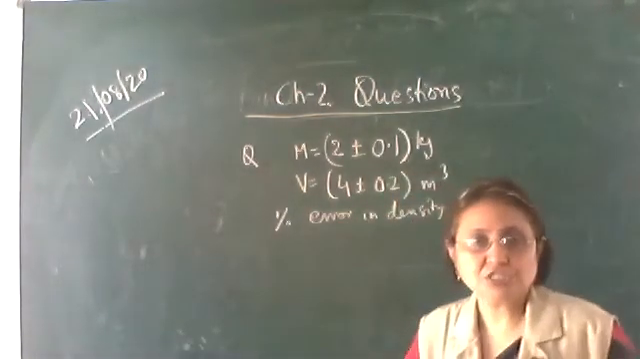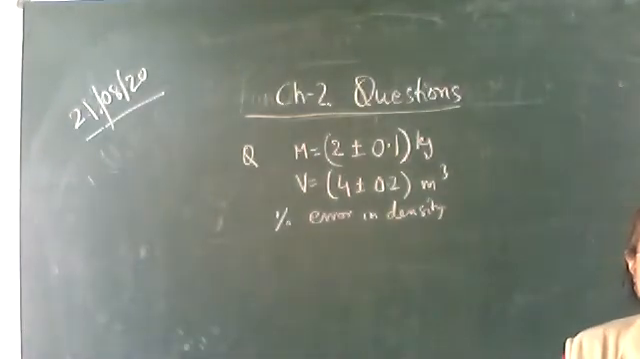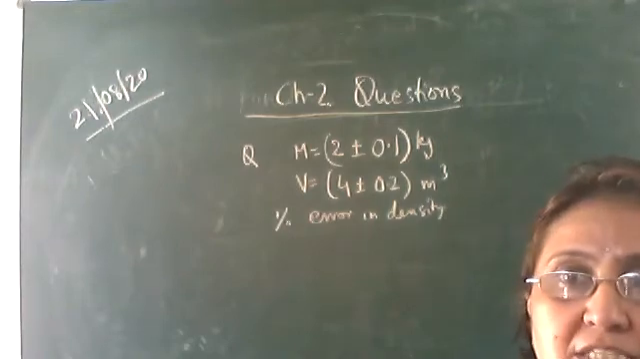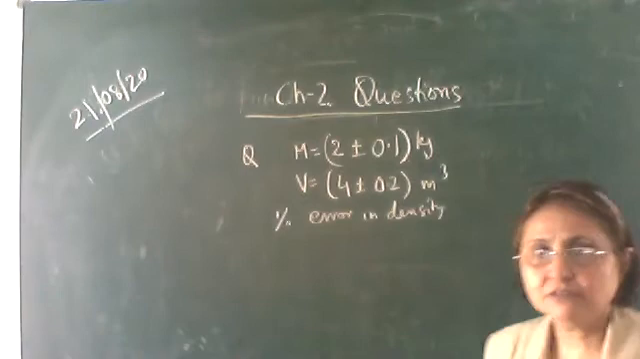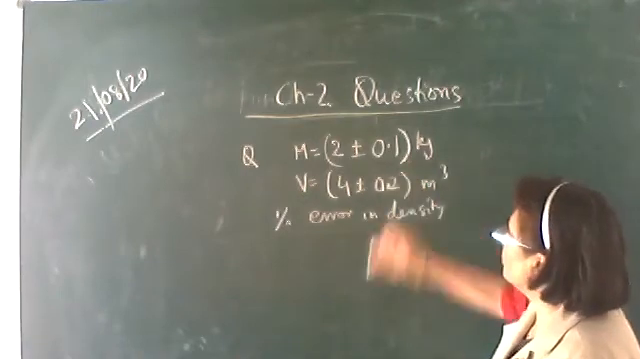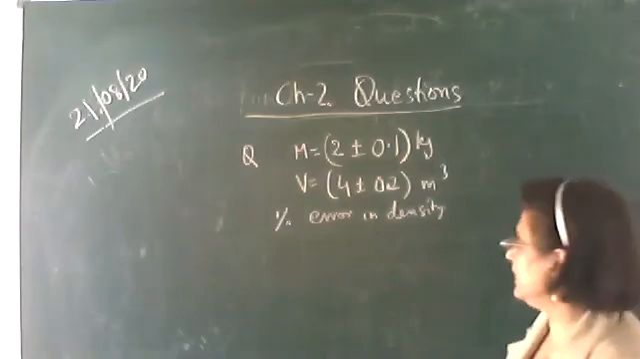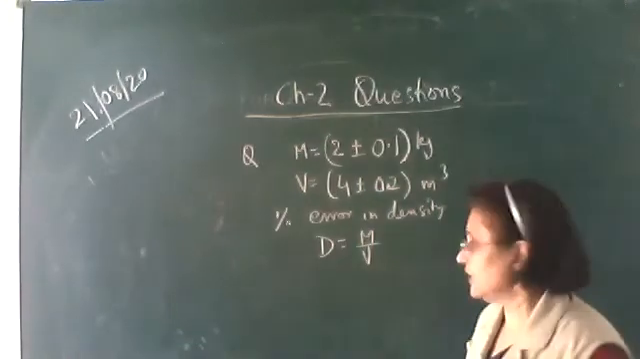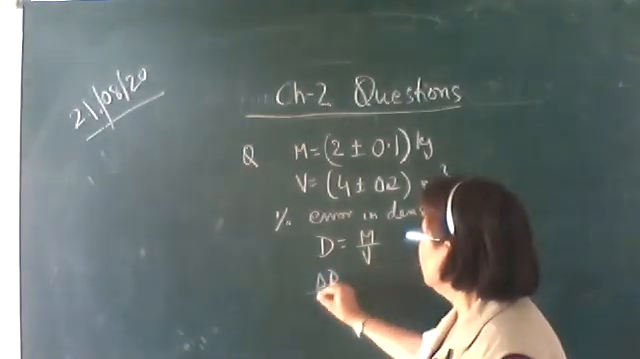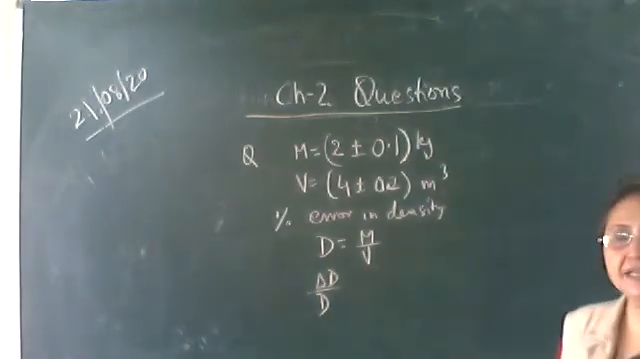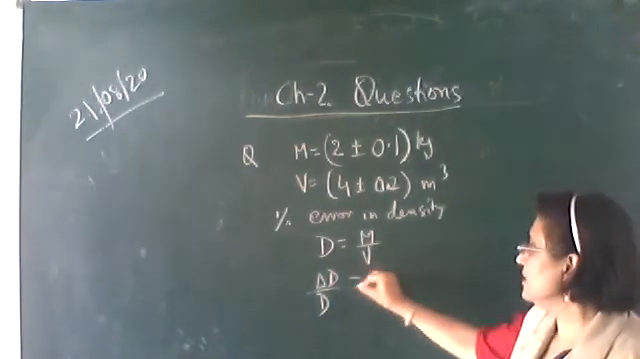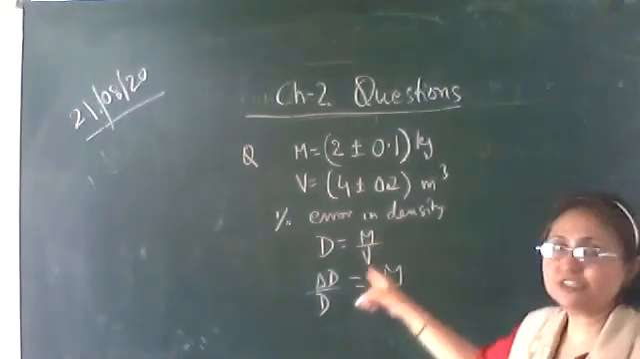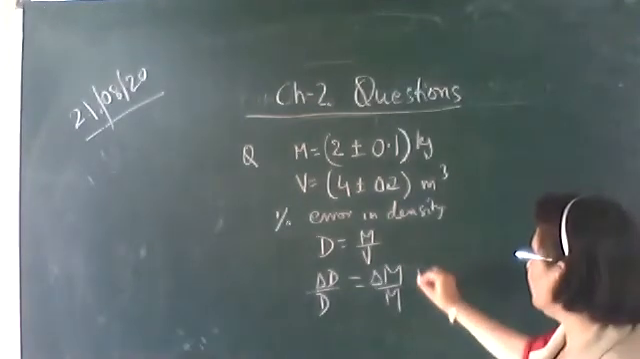Okay, all types of questions we are discussing. Now, if the mass is given in this manner and the volume is given as volume plus minus its absolute error, 0.2 meter cube, you have to find out the percentage error in density. Again, we know that density is mass upon volume. So the relative error in density will be given by absolute error in the density upon the density equals the sum of the relative errors in mass and volume, because in division also we know that the relative errors are added.